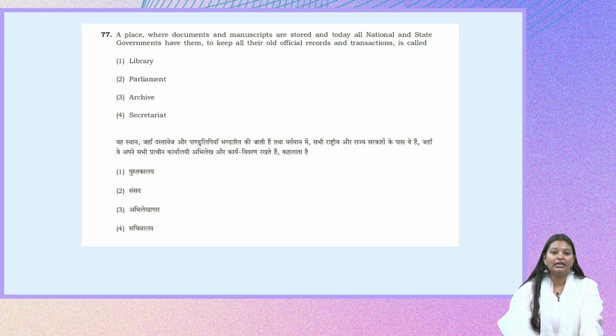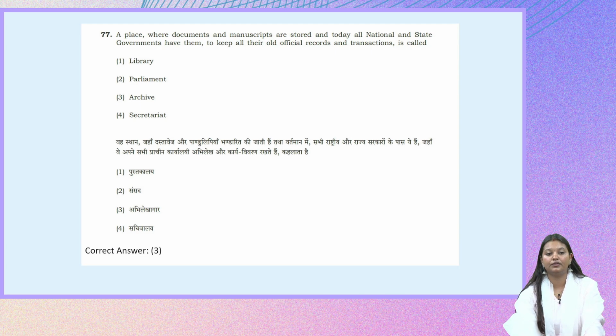Library is basically a place where we keep books, and it is meant for everyone else to also access it and read and have the shared knowledge. But it is not used for storing of information. So the correct answer here will be option 3, that is the archives. Moving on to the next question.